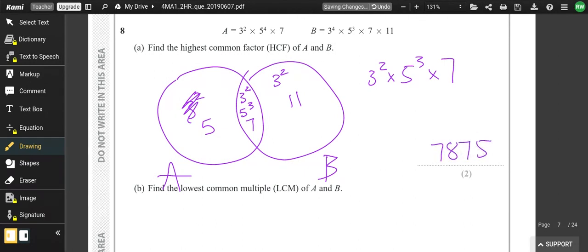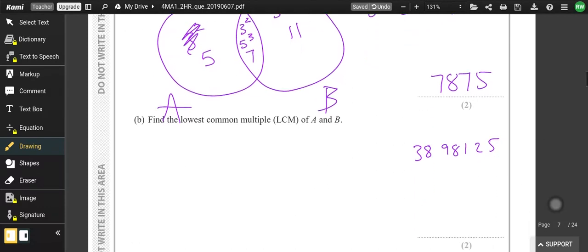And the lowest common multiple is everything in the circles multiplied together. So we've got our HCF times by another 9, 5, and 11. 3, 8, 9, 8, 1, 2, 5. Some of you left these as indices, and unfortunately they took a mark off for that for some strange reason, even though it doesn't say value. So try and learn from that in the exam and put both answers.